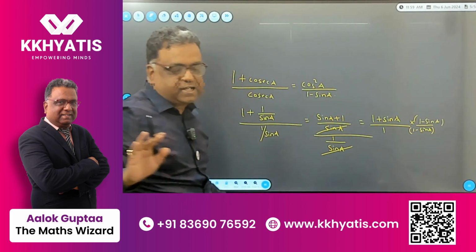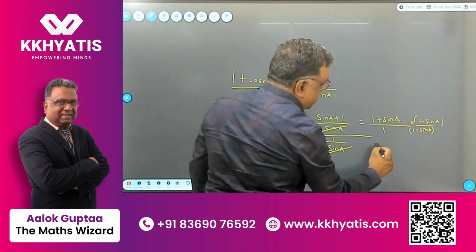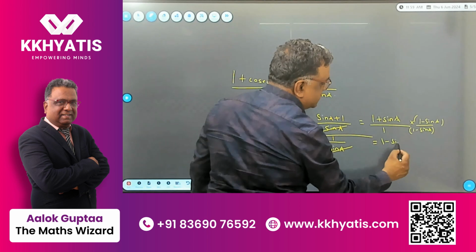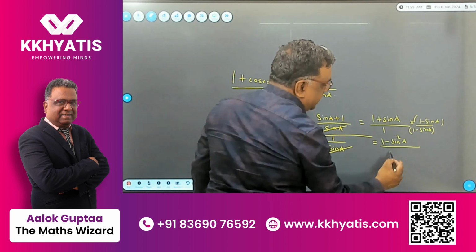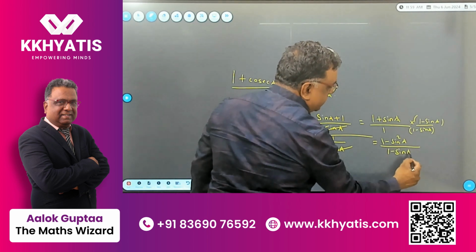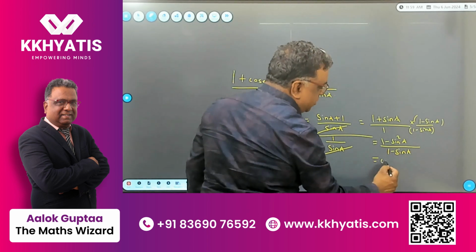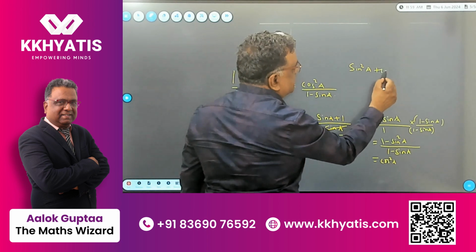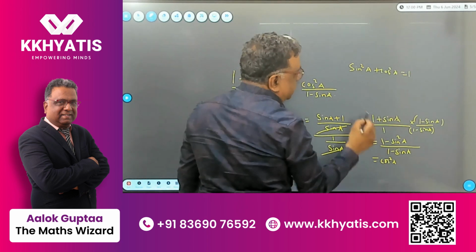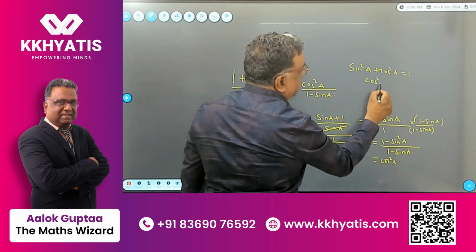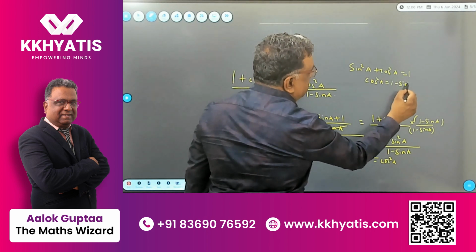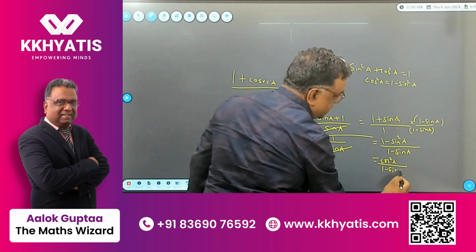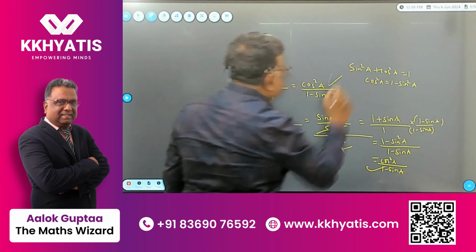I have not changed the expression at all. Then 1 plus sin A into 1 minus sin A, a plus b, a minus b, will become a square minus b square, so 1 minus sin square A, and down it will be 1 minus sin A. Now 1 minus sin square A is what? Cos square A, because we know sin square A plus cos square A is 1. So if I take sin square A on that side, 1 minus sin square A will become cos square A. And this is what we have been asked to prove.